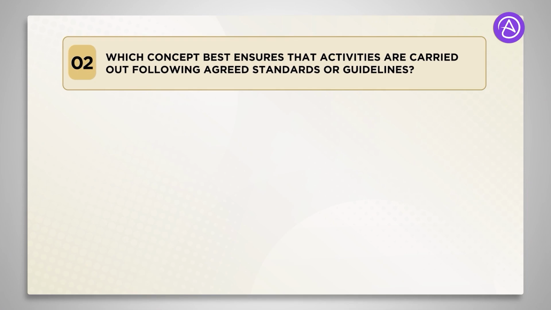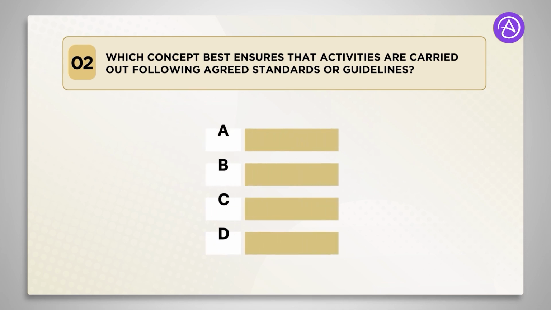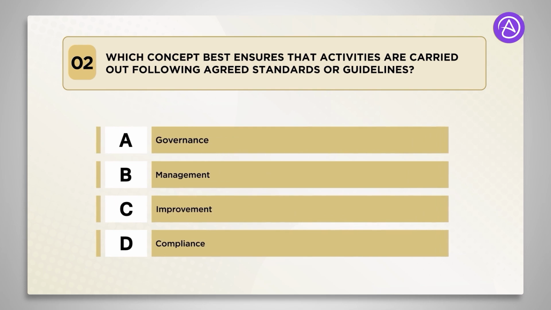Question, which concept best ensures that activities are carried out following agreed standards or guidelines? Is it A, governance? Is it B, management? Is it C, improvement? Or is it D, compliance?